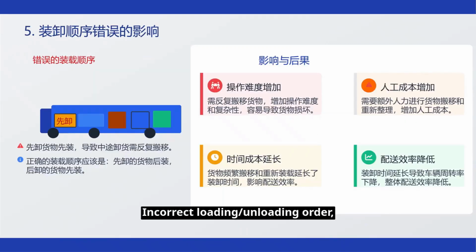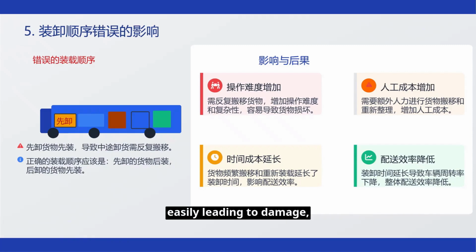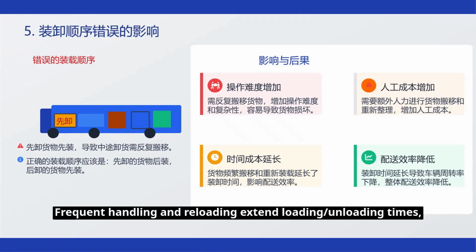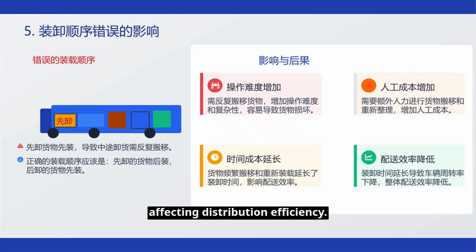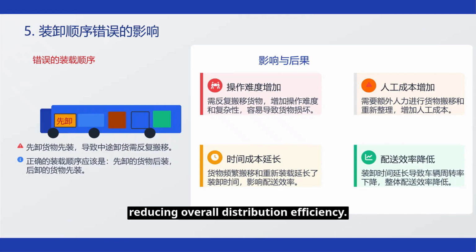Incorrect loading/unloading order. Unloading then reloading causes repeated handling during unloading, increasing operational difficulty and complexity, easily leading to damage to the goods. Frequent handling and reloading extend loading/unloading times, affecting distribution efficiency. Extended loading/unloading times reduce vehicle turnover, reducing overall distribution efficiency.